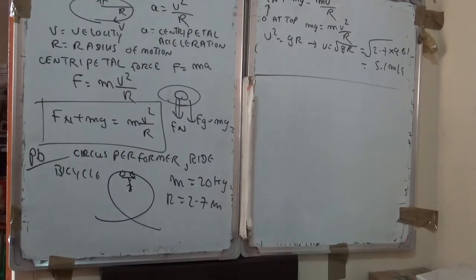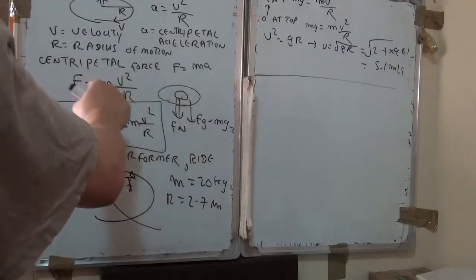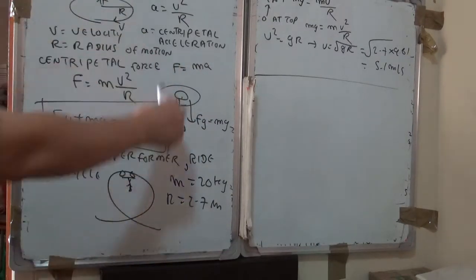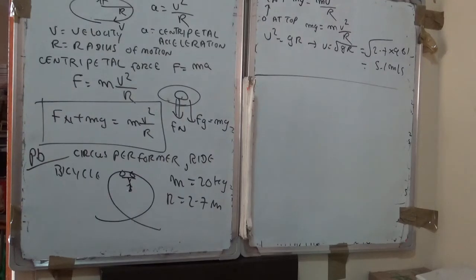And centripetal force can be calculated: force equals ma, so this is mv squared by r, this equation. Therefore, these are the forces acting on this object. Fn is the centripetal force, Fg is the gravitational force, so Fn plus mg equals mv squared by r. So this is the equation to calculate uniform circular motion.